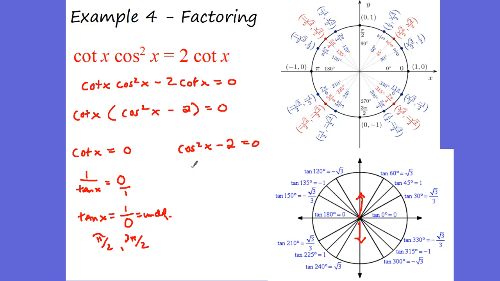Now let's take a look at this other solution here. Cosine squared of x equals 2. I'll move the 2 over to the other side. I'm going to square root, cosine of x equals the square root of 2. And the square root of 2 is 1.41, so on and so forth. Cosine of x cannot be any value greater than 1, can it? Okay, so this side doesn't work, does it? This side does not work. It's undefined, which means we're left with only these two solutions of pi over 2 and 3 pi over 2 that will work for this example.